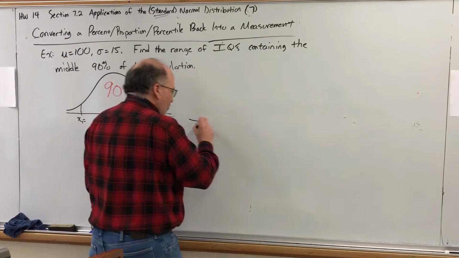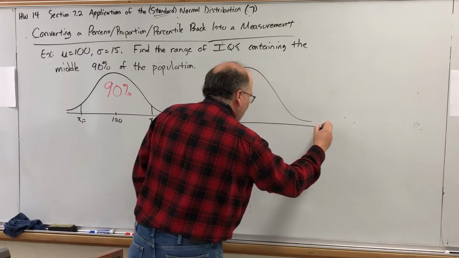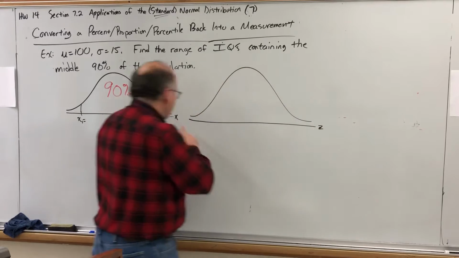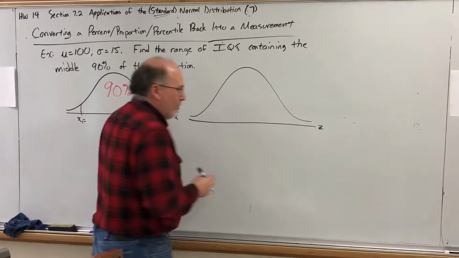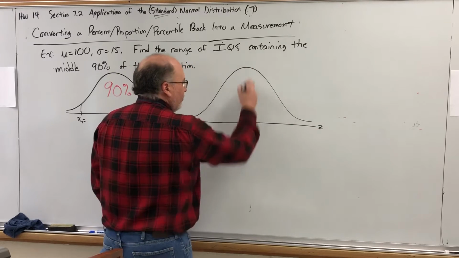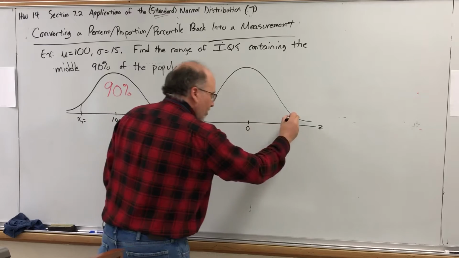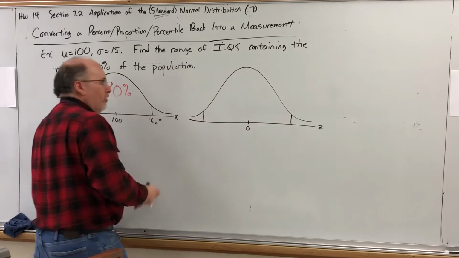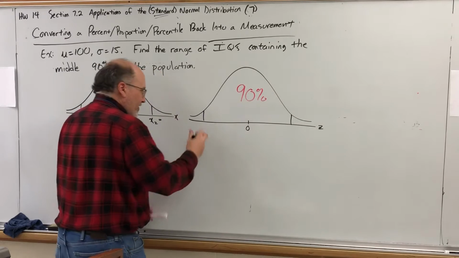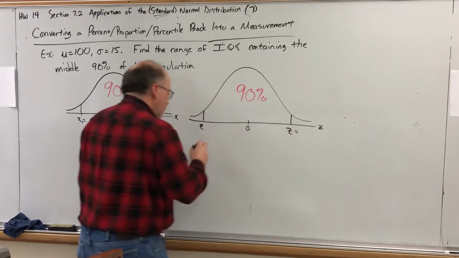So what would this picture look like if we did this for z's? And my apologies, in the last video, I did not label the axis as either x or z. Kind of important so you know which one it is. In a standard normal distribution, the center is always 0. And we're still looking to cut off the left and the right tail to capture the middle 90%. So if we can figure out these two z's, then we are going to be able to convert them to the x's.